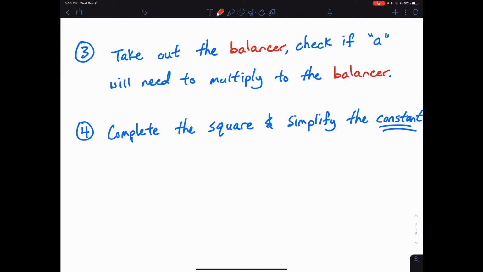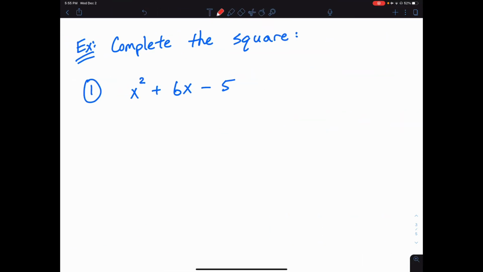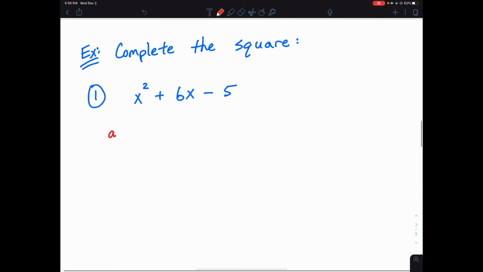So let's run through some examples to see what happens when a is 1 versus when a is not 1. So here's our first example. Complete the square. You can see here that our a value is 1. So we will write out each of the values. A is 1, b is equal to 6, and c is equal to negative 5.